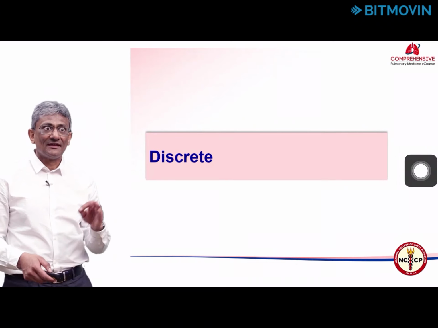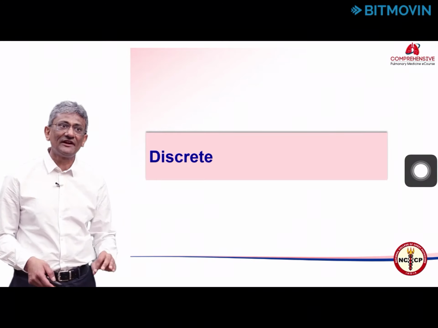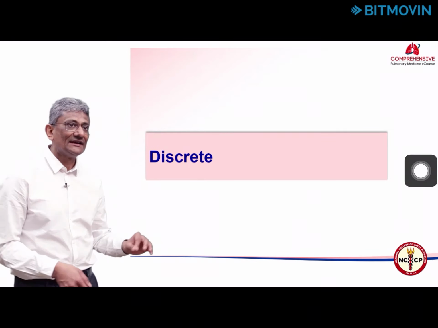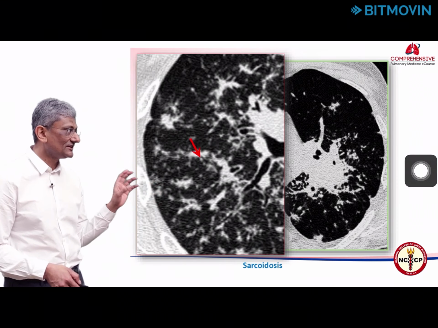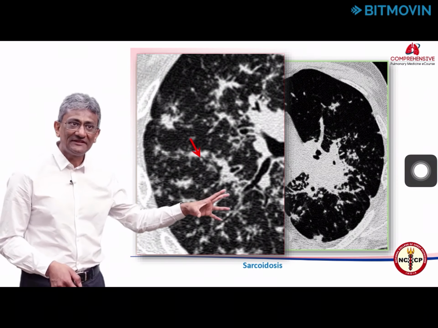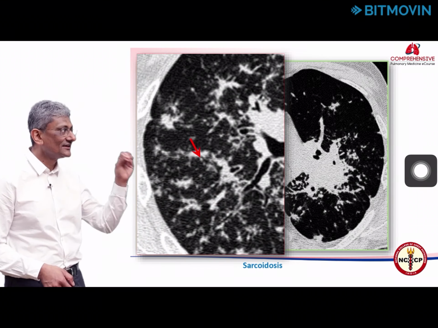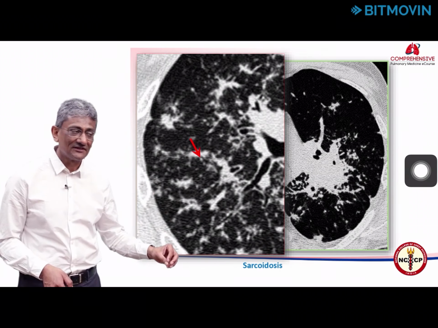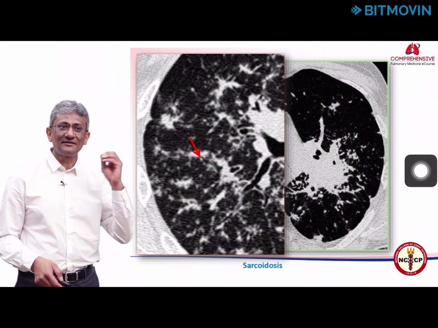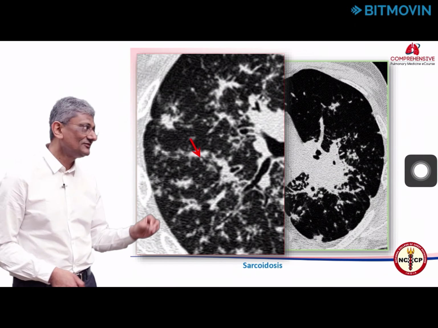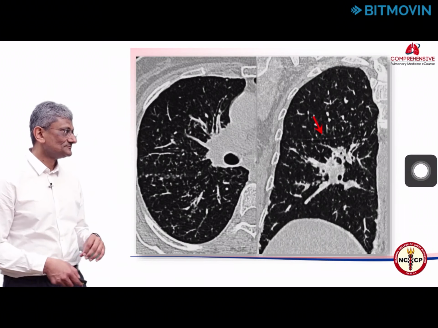However, if we have discrete well-defined nodules, then we are looking at an entirely different set of pathologies. And here we see a patient who, when we blow up the image, has discrete perivascular nodules. There are also discrete septal and subpleural nodules, and this is a pattern that is classic of sarcoidosis.